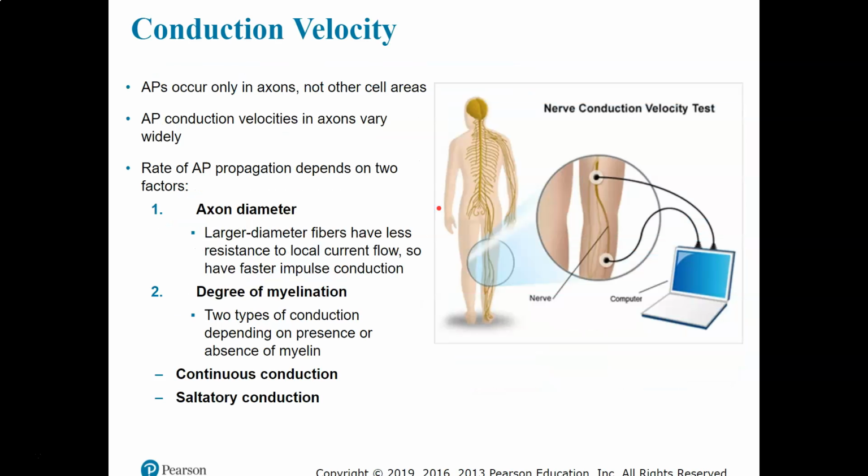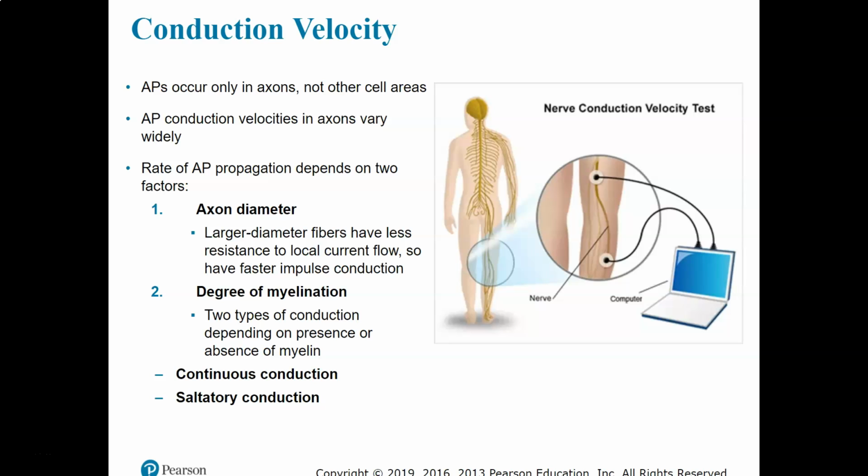Different axons conduct action potentials at different speeds. And that is going to be based off of how quickly current flows down the axon. And the speed at which current flows down the axon is going to depend on two factors: axon diameter and myelination. When you increase axon diameter, you decrease resistance. And so the sodium current is able to flow faster and farther. And also, degree of myelination.